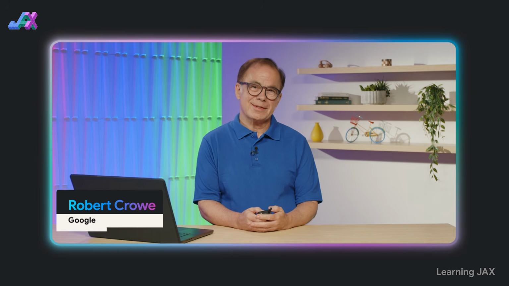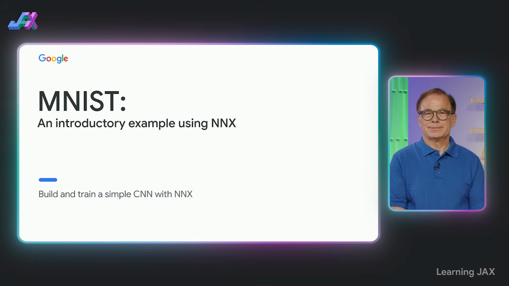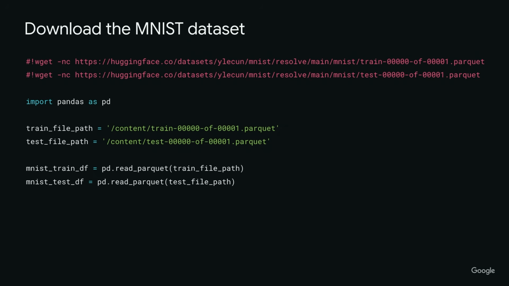Now that you've learned the basic concepts of the JAX AI Stack, let's work through everyone's favorite ML example, MNIST, to deepen your understanding. We will, of course, be training a simple CNN with MNIST. First, we download the MNIST dataset from Hugging Face.